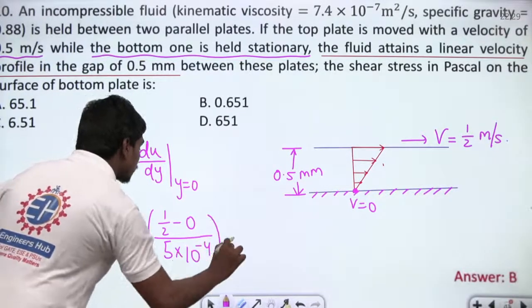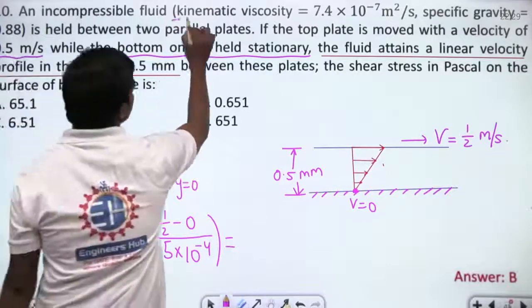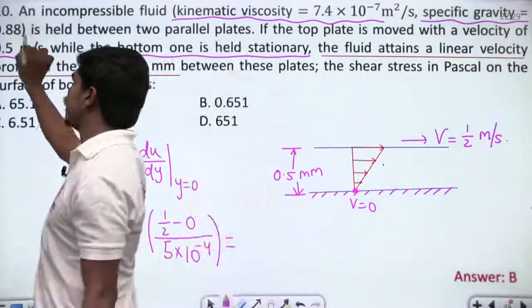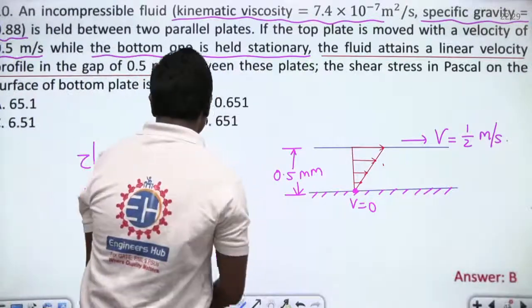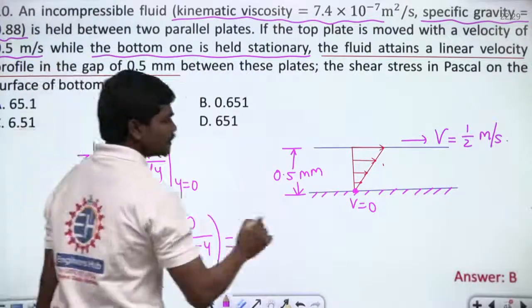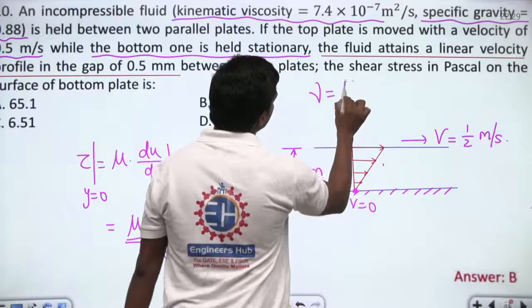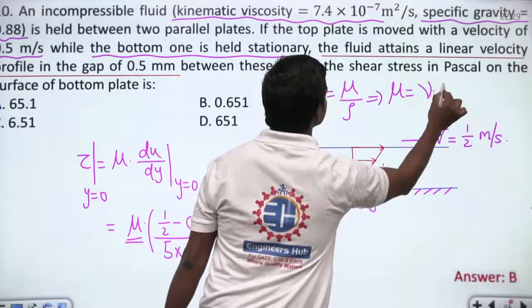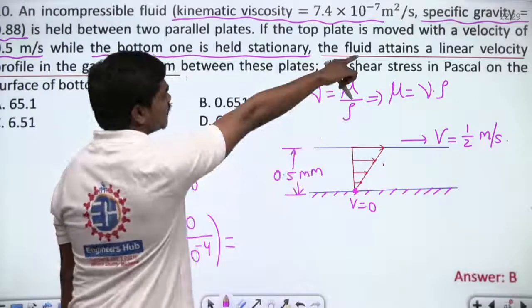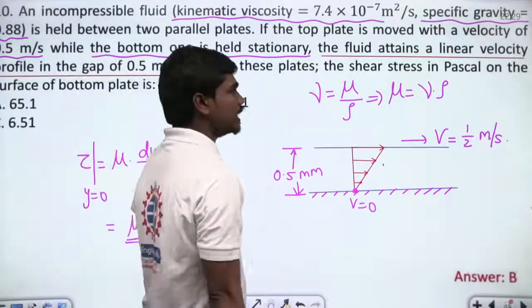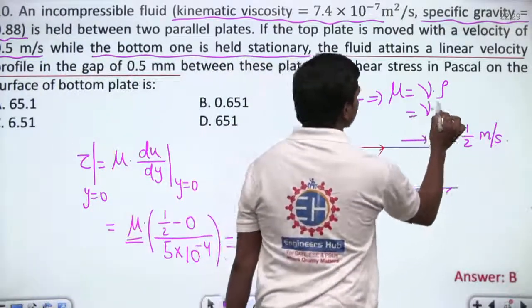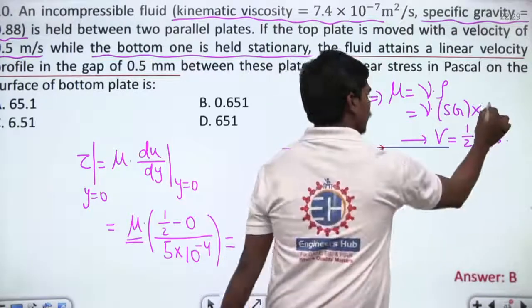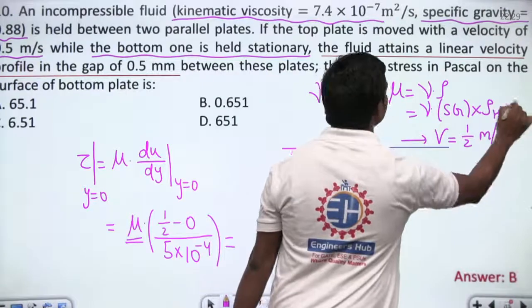And what about dynamic viscosity? Kinematic viscosity is given, and also specific gravity of the fluid is given, 0.88, which means we can write the dynamic viscosity. We know kinematic viscosity nu is equal to mu by rho. So what can we write for dynamic viscosity? Nu times density, correct? And here it's given specific gravity. So how will you get this density? Specific gravity of the fluid into the reference density, which is density of water, correct?